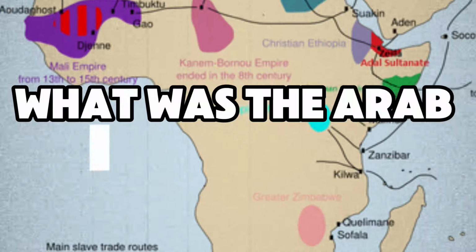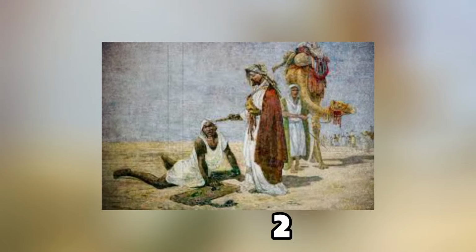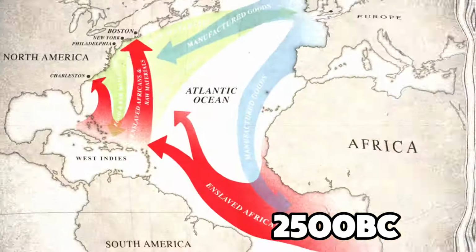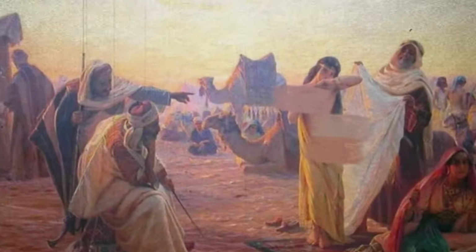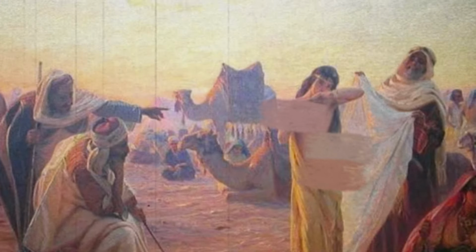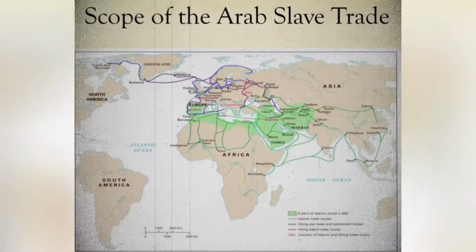What was the Arab slave trade? The Arab slave trade dates back to 2500 BCE, making it far older than the Atlantic, though on a smaller scale. Over time, it developed and evolved, branching into many additional slave trade routes across Africa, the Middle East, Eastern Europe, and even Central Asia.